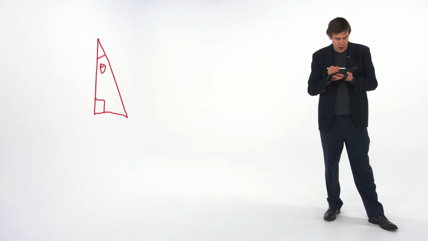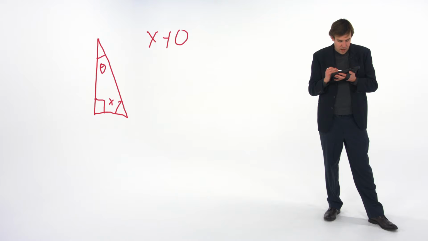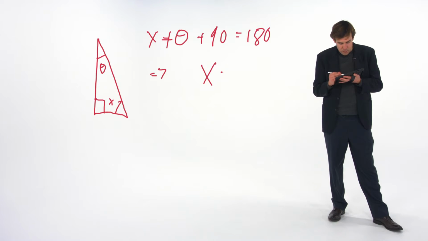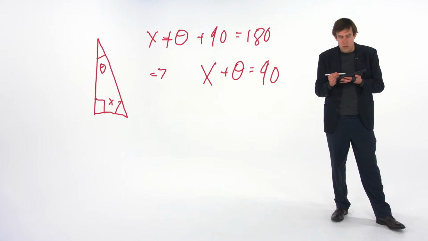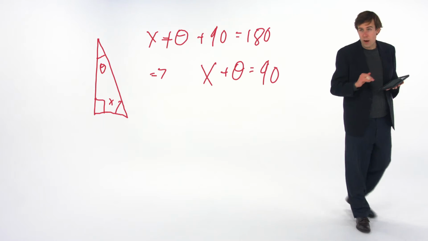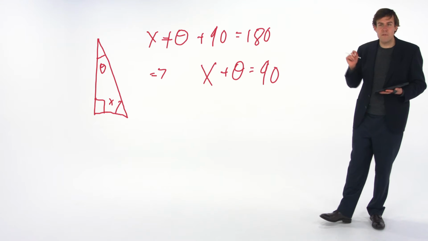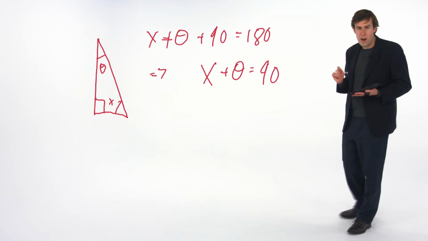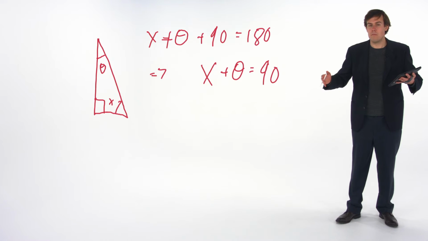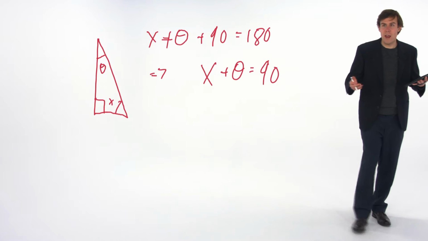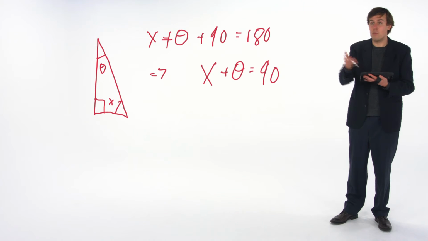Now, once I know theta, I also know the other angle in this triangle. Let's call it x. Why is that? Because the angles in a triangle sum up to 180 degrees. So x plus the known theta has to be 90. So once I know one angle that's not the right angle, I automatically know the other one. And what this means is that once I specify one angle in a triangle that's a right triangle, it's automatically similar to any other triangle that has the same angle, because all the angles will then be the same.